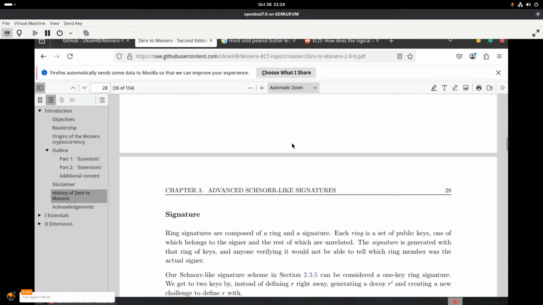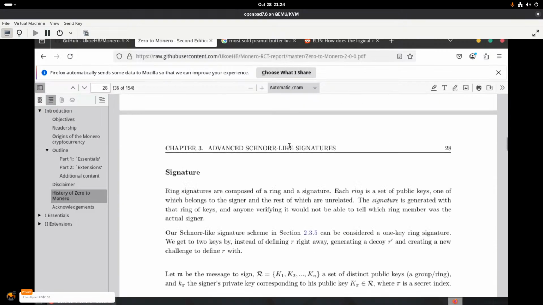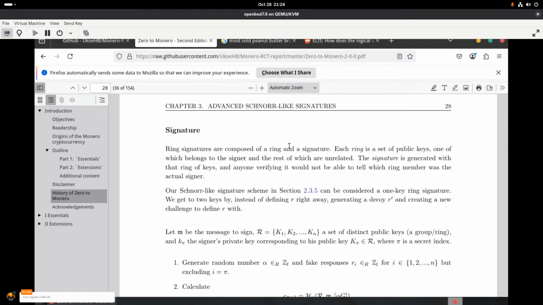Advanced Schnorr-like signatures. Okay, so here we are at the signature part. Ring signatures are composed of a ring and a signature. Each ring is a set of public keys. One of them belongs to the signer and the rest of which are unrelated. These signatures are generated with that ring of keys, and anyone verifying it would not be able to tell which ring member was the actual signer.